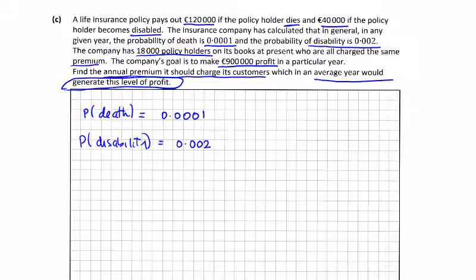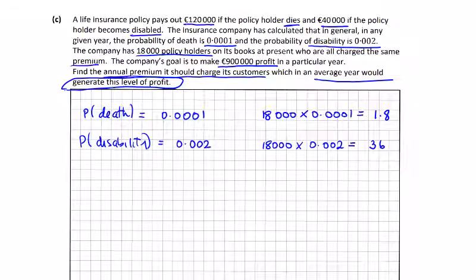So of these 18,000, how many of them are going to die is what we actually have to think here. 0.0001 of them are going to die. And of these 18,000, some of them are going to become disabled. 0.002 of them are going to become disabled. So 1.8 of them are going to die, and 36 of them are going to become disabled.